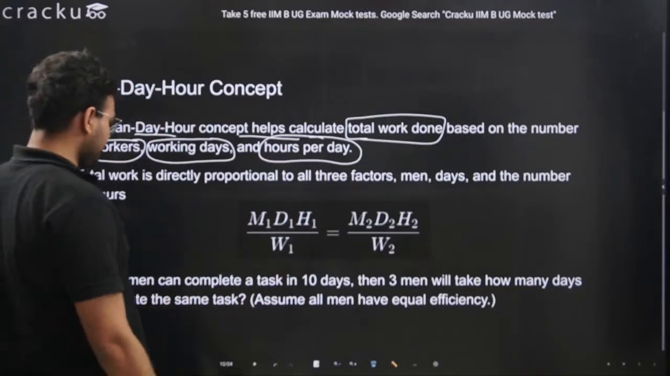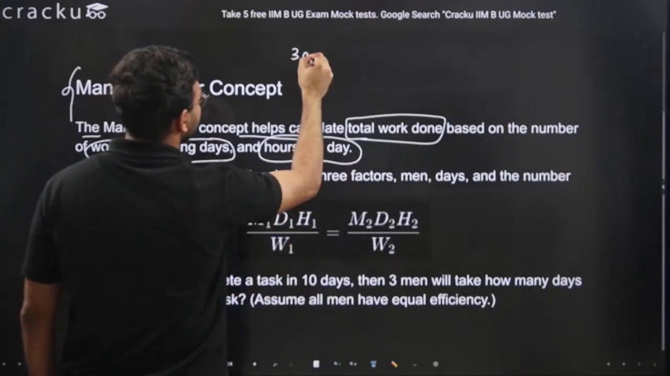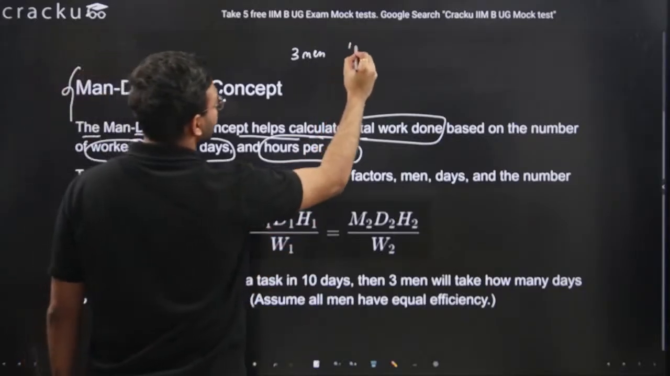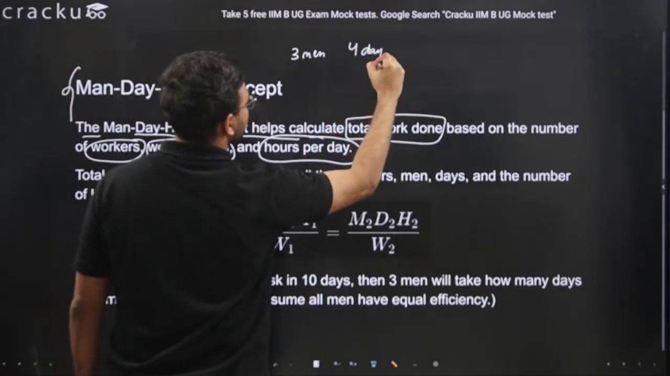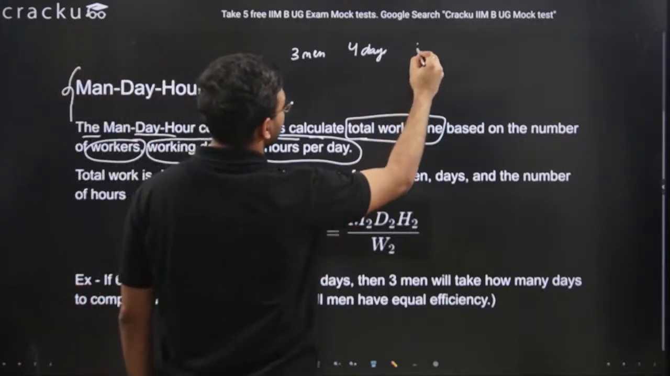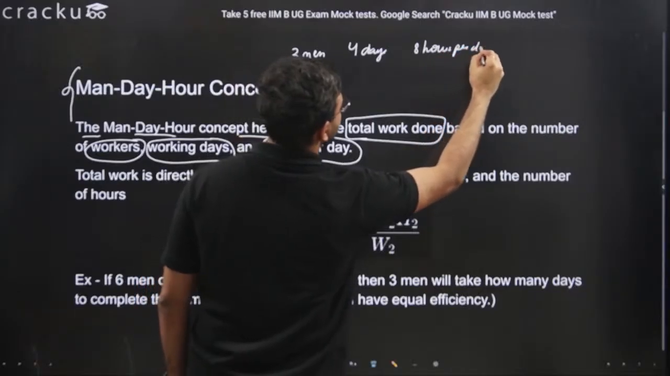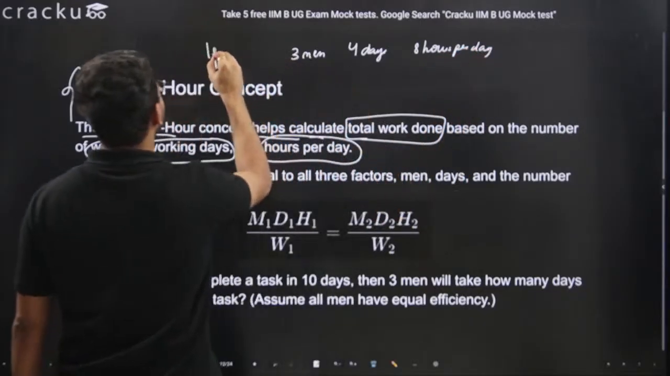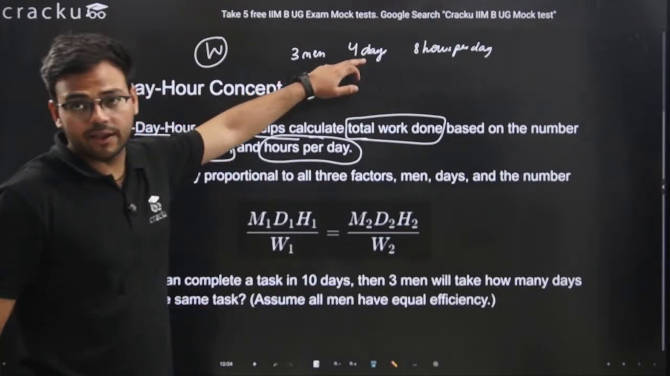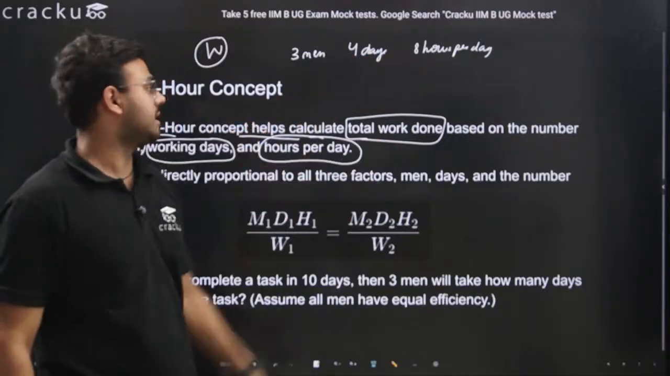Let's take the example. There are 3 men who are working for 4 days, and each day they are working for 8 hours, 8 hours per day, to do some work W. To do this work W, 3 men are working for 4 days, and each day all of them are working at 8 hours per day.